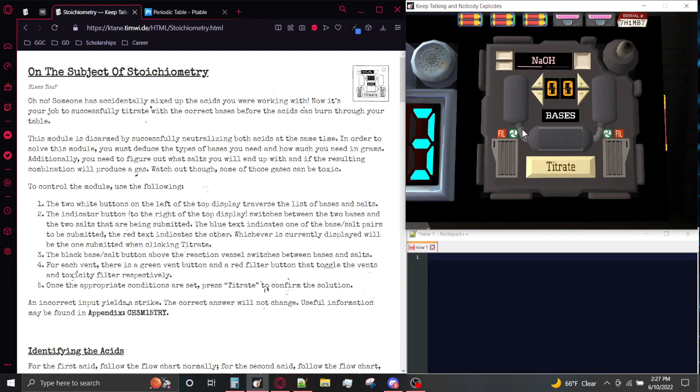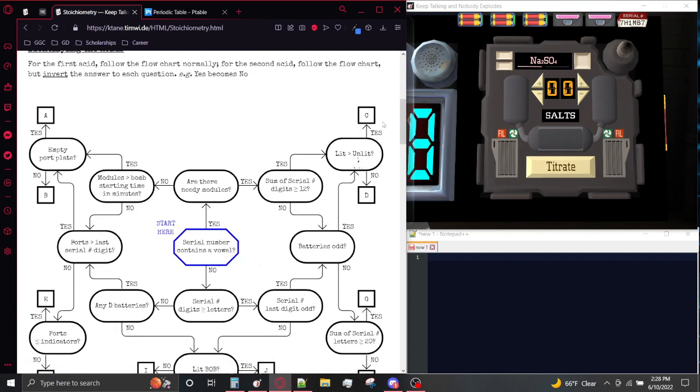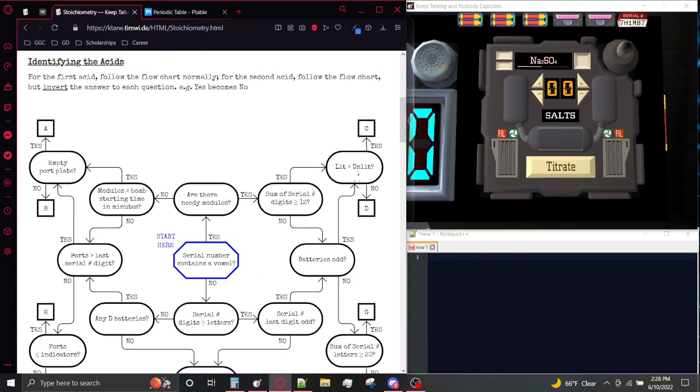So the goal for this module is, for two different reactions, to select the correct base, the correct salt, the correct grams of the base, which is what this number is going to be, and to toggle the toxicity filter and the ventilation system if needed. Then we titrate, and we do the same thing for the other reaction. Let's get started. The first thing we need to do is identify the acids that are currently burning through the table.